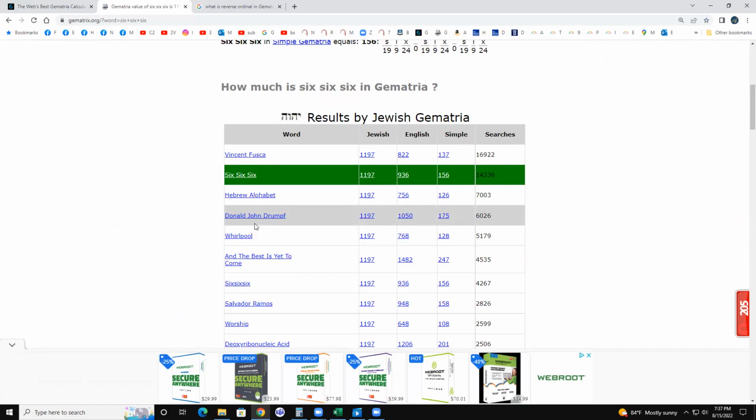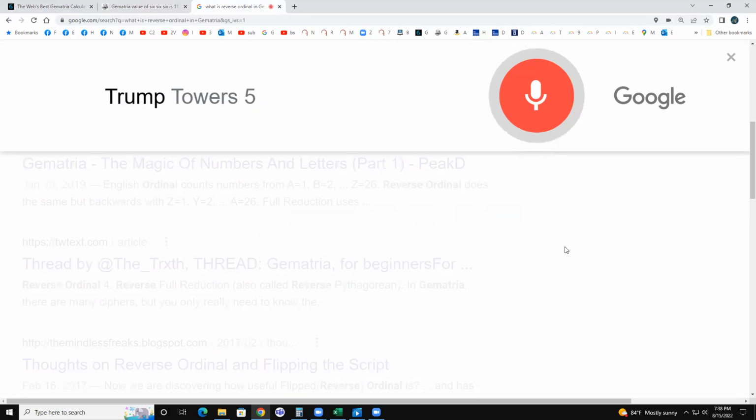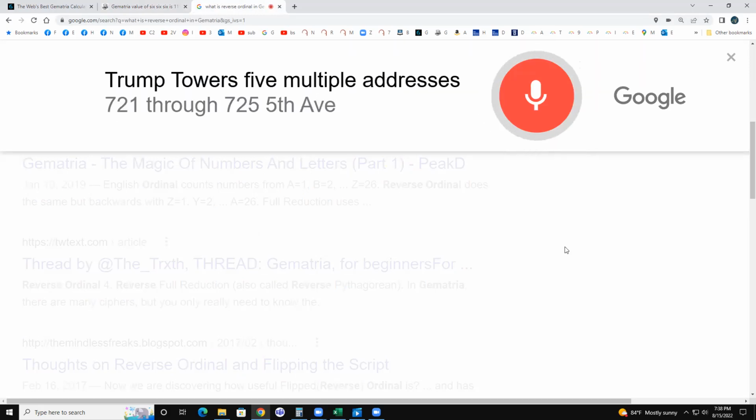The Old Testament book of Daniel that tells you about the end times Antichrist refers to him as the little horn. But sure enough, Jesus said he would be here in his own name, and a trumpet is a horn. He's here in his own name. And very specific about Daniel 7:21 through 7:25. Well, did you know that Trump Tower has multiple addresses? Trump Tower's addresses are 721 through 725 Fifth Avenue.